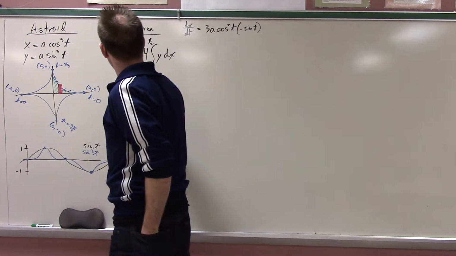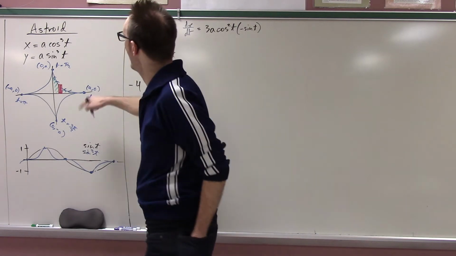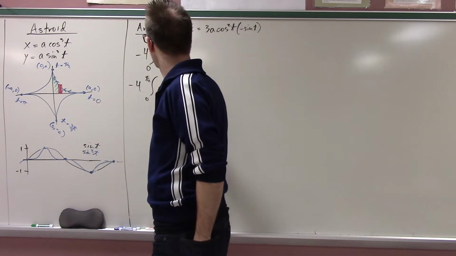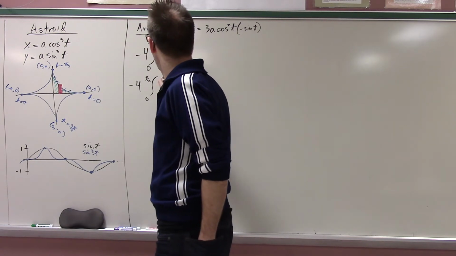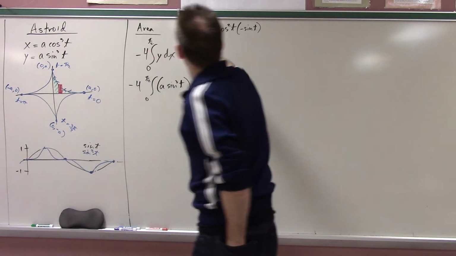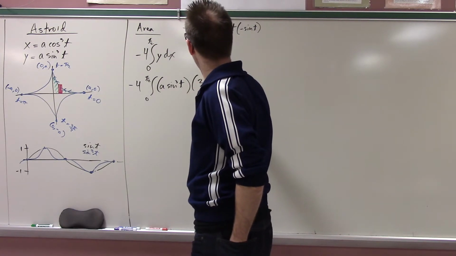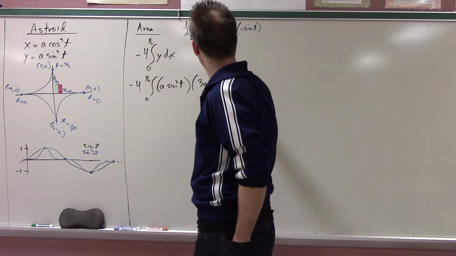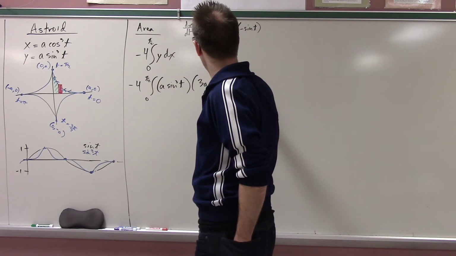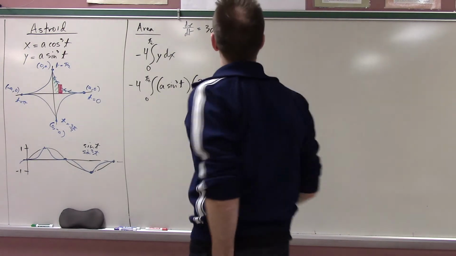Okay, what do we actually end up with here? We end up with negative 4, integral from 0 to pi over 2. Y is just the y coordinate, so that's a sine cubed t. This is dx, and so what is dx? Well, it's 3a cosine squared t times negative sine t dt.